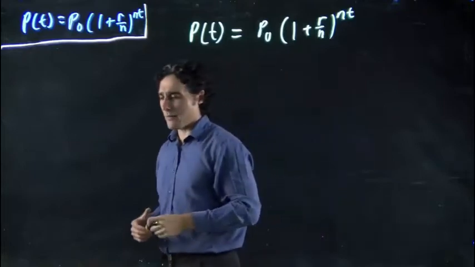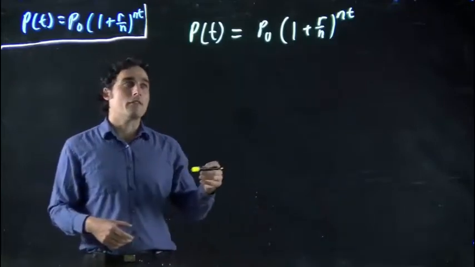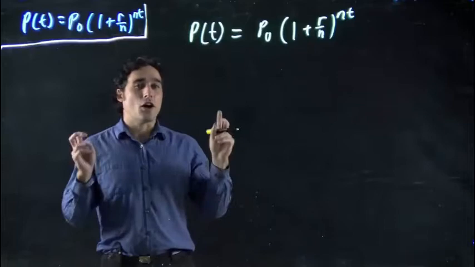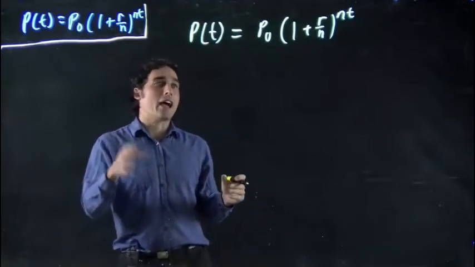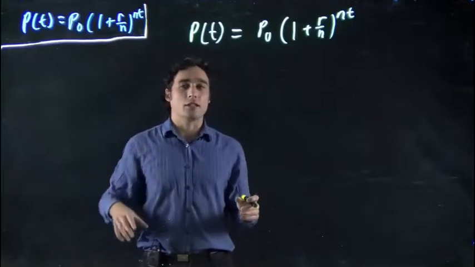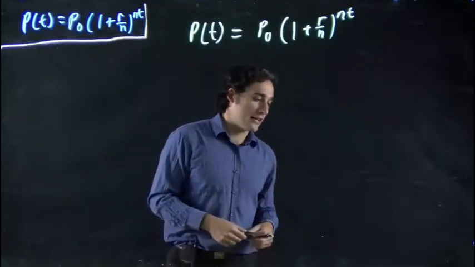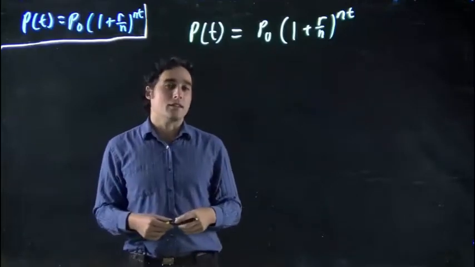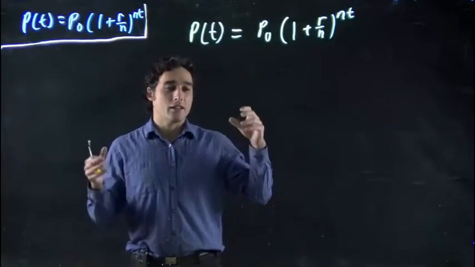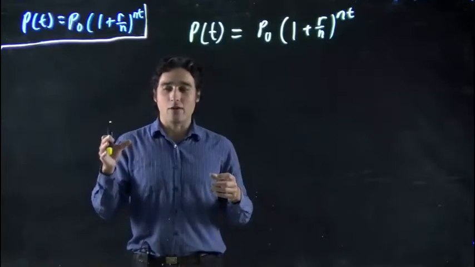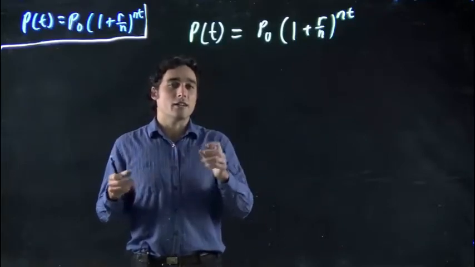N. This one can be a little confusing for people. It's how often your interest is compounded. Which, what does that even mean? Well, it's how often they actually apply the interest rate throughout the year. So if you're told that they compound it monthly, that means 12 times per year they actually calculate the interest. They take the amount that you have and apply the interest rate to it.